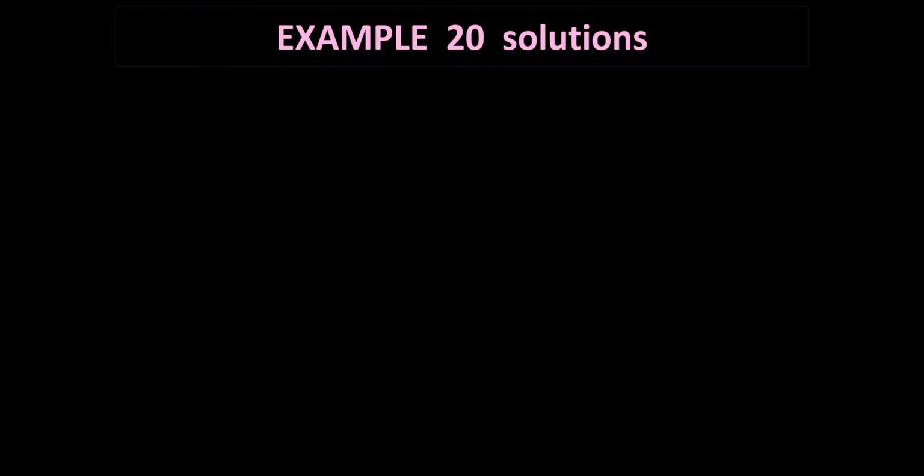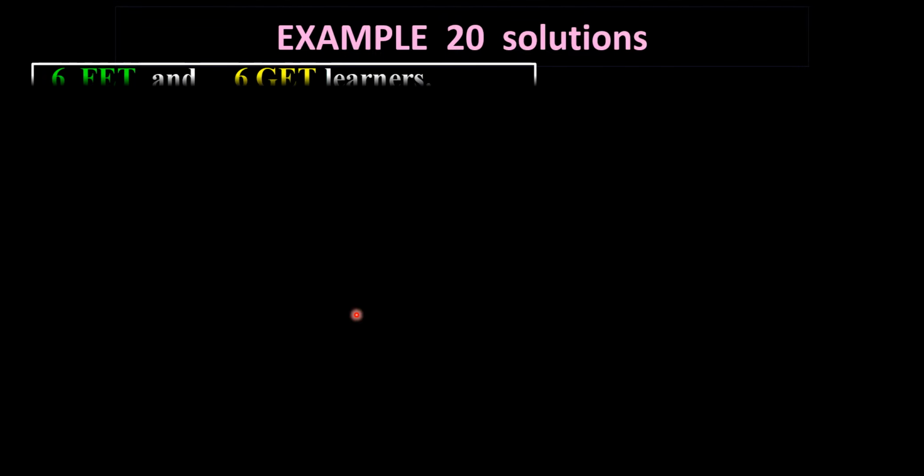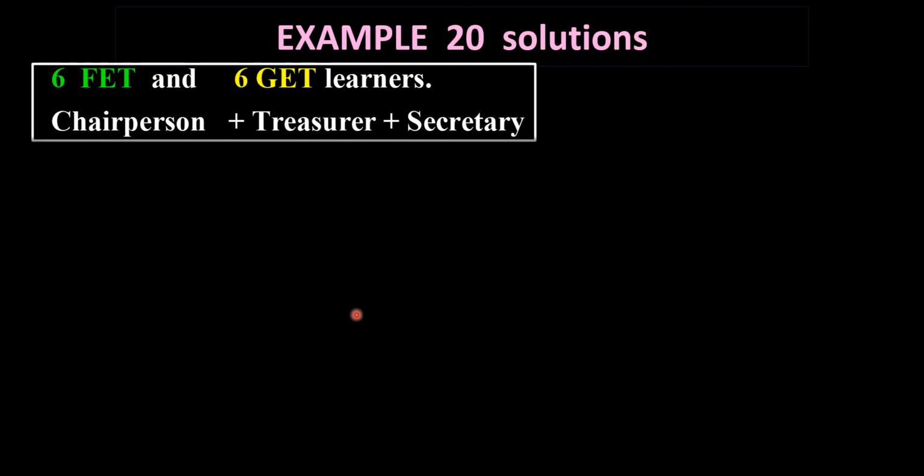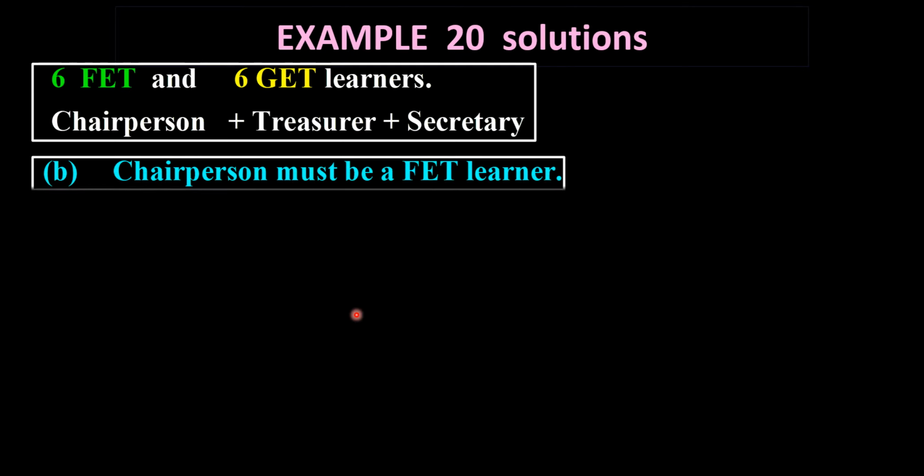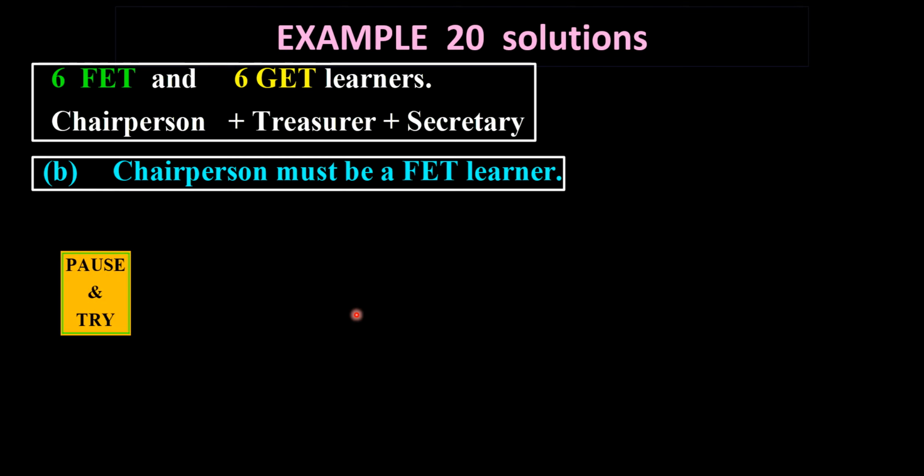I hope you're ready for the next question. So again, that's just our information there. Here's the question. The chairperson must be a FET learner. So you have to find the solution, and you will pause the video now, and let's give you 3 minutes to do that. It will be worth about 3 marks. So pause the video and then we'll start again.